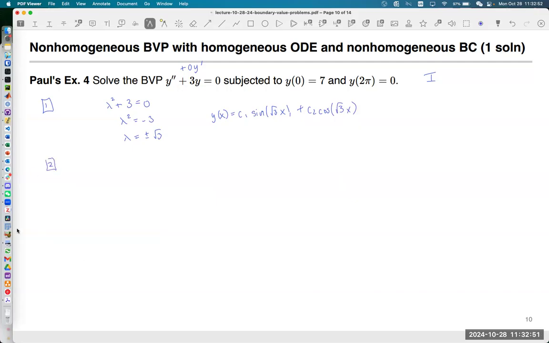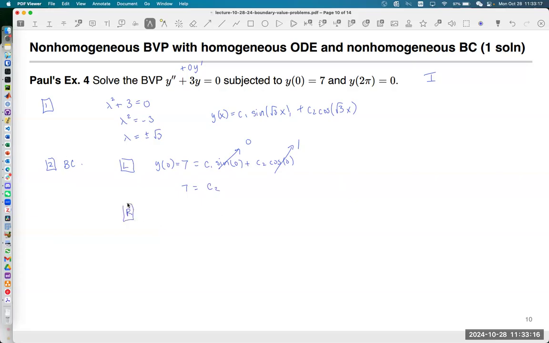Okay. Second step is to look at the boundary conditions. So the left boundary condition tells us that y of 0 is equal to 7. I substitute 0 to all of them. So C1 sine of 0 plus C2 cosine of 0. So this is 0, this is 1. We have 7 is equal to C2.